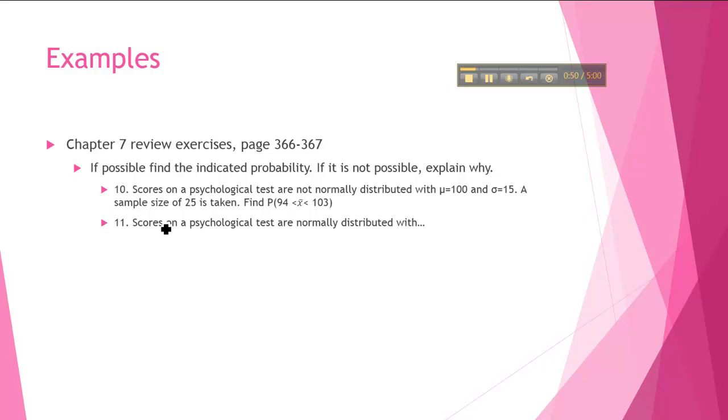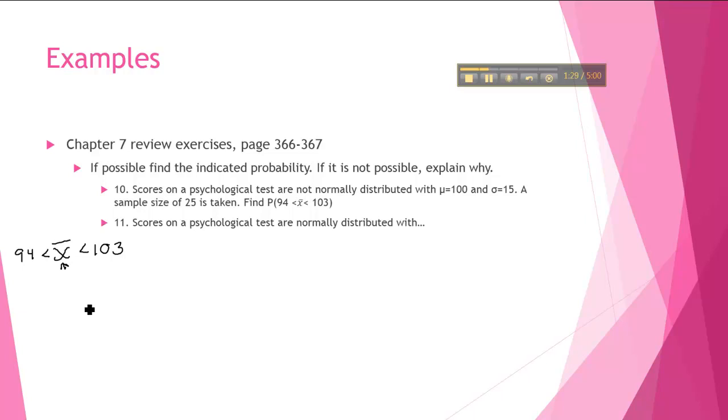First, it says scores on a psychological test are not normally distributed, so it's not fitting the bell curve. With a population mean of 100 and a standard deviation of 15, a sample size of 25 is taken. We want to find the probability that the X mean, our sample mean, is between 94 and 103. This isn't asking whether the psychological scores are 94 or 103. It's asking about the probability of the mean. This gives you a clue as to what formulas to use.